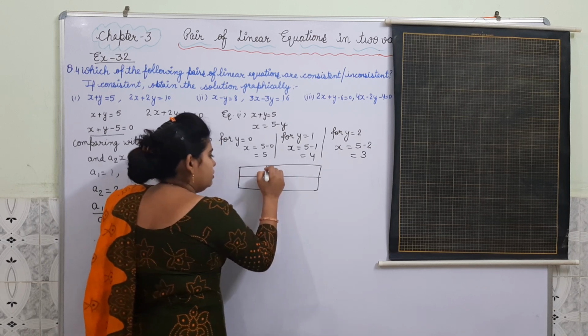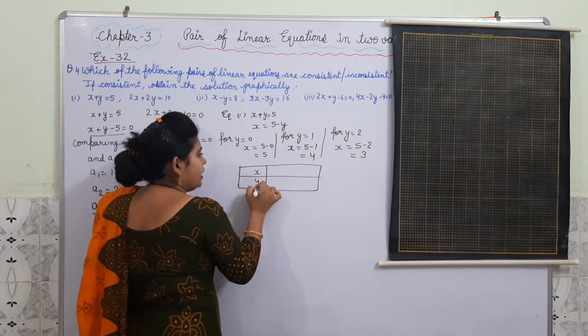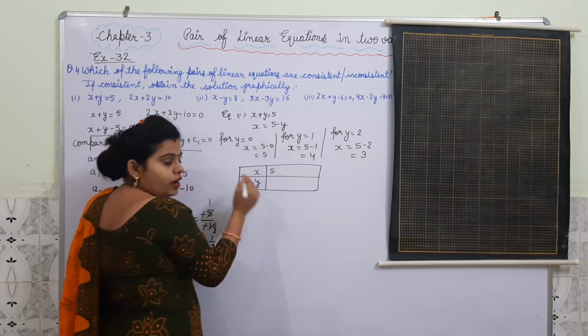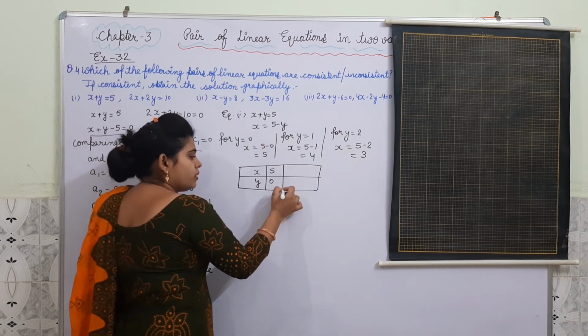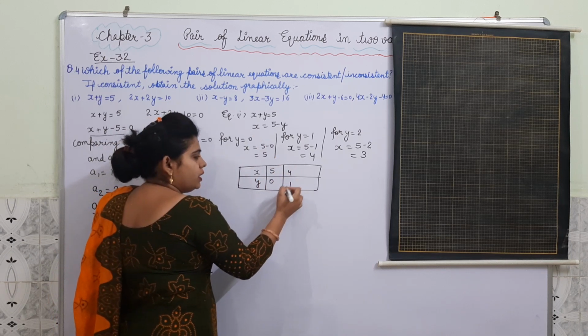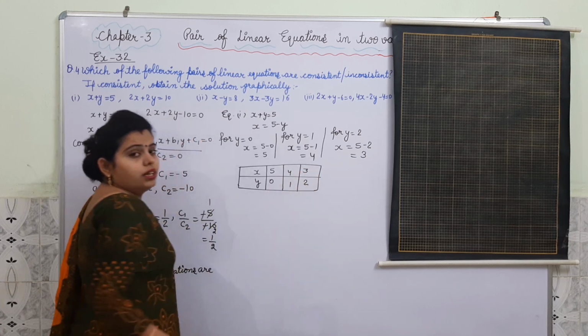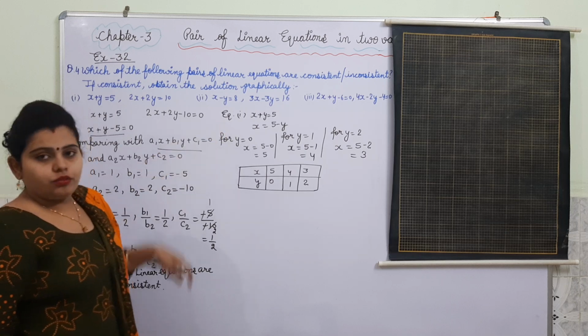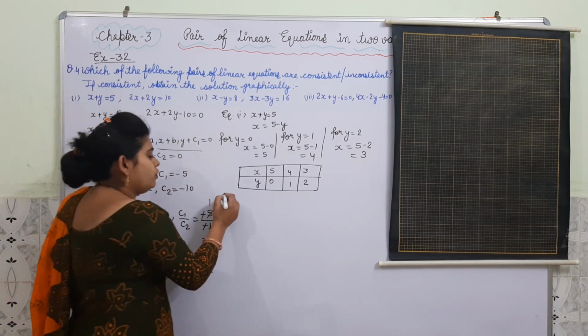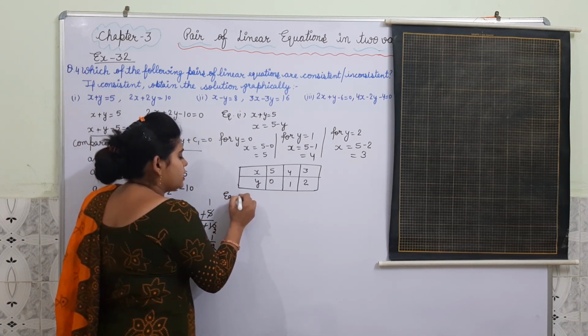According to this table, x, y. x is 5 when y is 0. x is 4 when y is 1. x is 3 when y is 2. This is the solution of the first equation. Now what will we do? We will take the second equation.